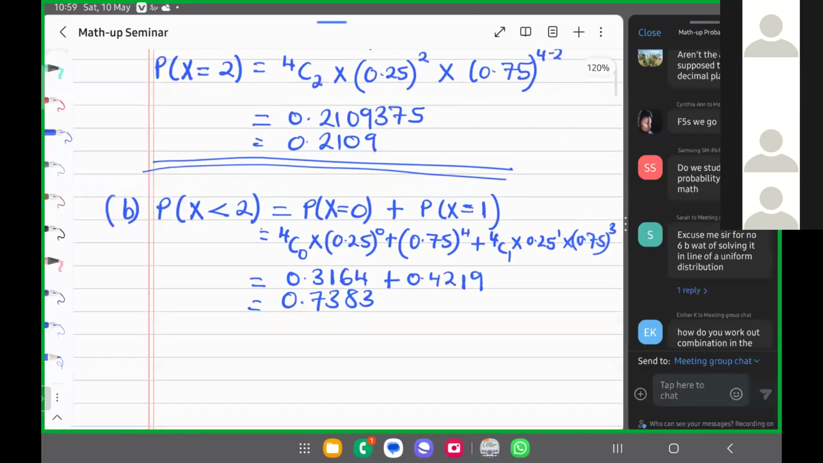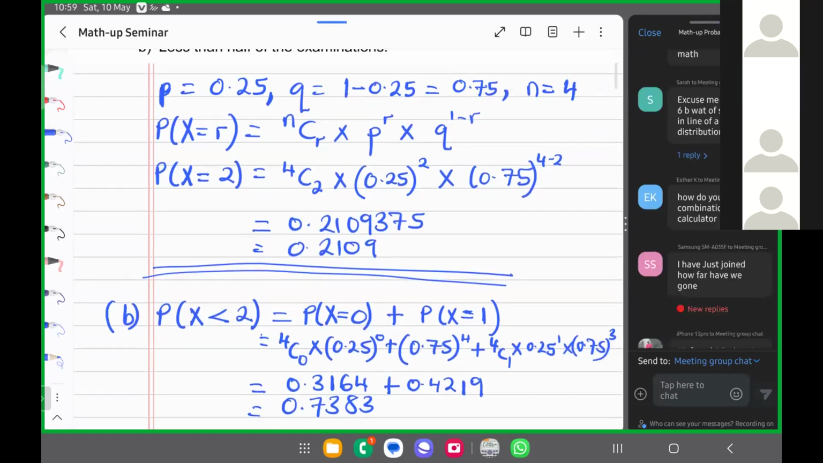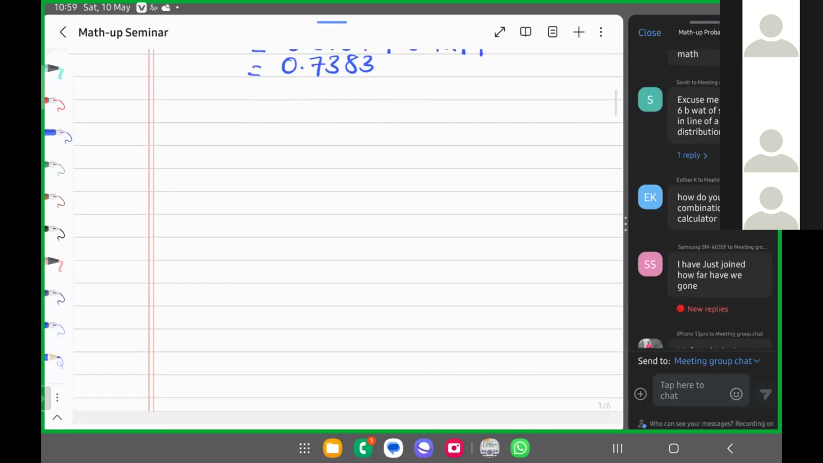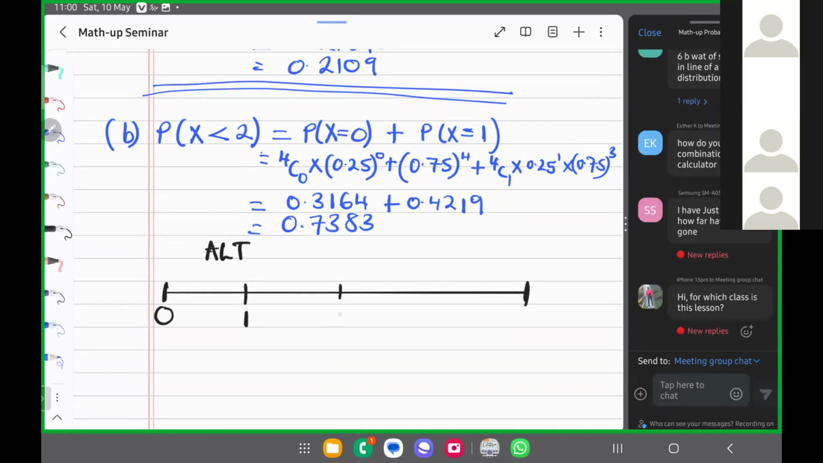Okay, so for that question, I was giving us the alternative. Realize that in the previous part, we got the probability of x being equal to 2. So we can use that probability to help us get the probability of x being less than 2. Because maybe if I draw a number line here, I can have 4 different probabilities. There's the probability of not passing any exam at all, then the probability of passing 1 exam, the probability of passing 2 exams, the probability of passing 3 exams, or the probability of passing all the 4 exams.